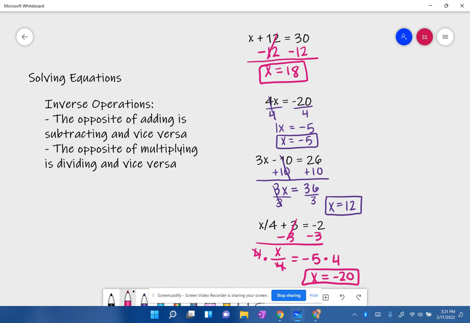So there's a few examples of solving equations. I hope this video helped in solving equations.